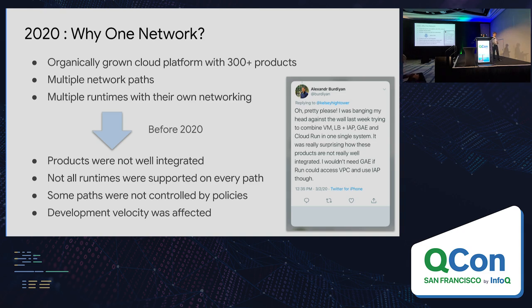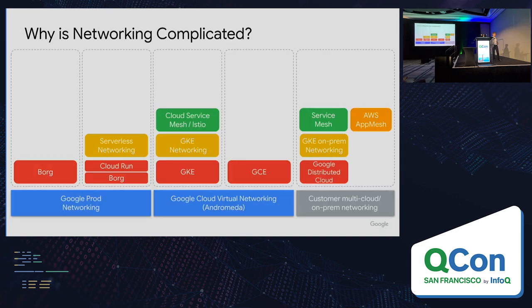Policy is something that cloud providers worry about day and night, because all the cloud infrastructure is controlled by policy. So how do you make sure that policies are being controlled on every path without any exception, without needing to modify these 300 products? And so let's look at why networking is complicated.